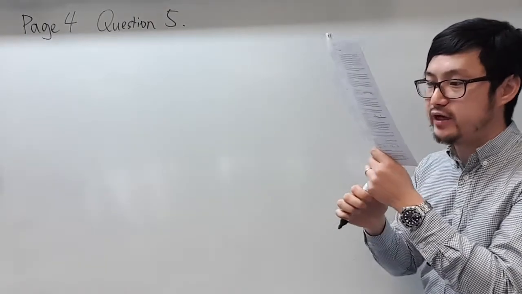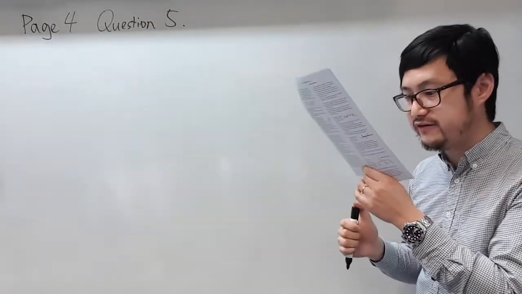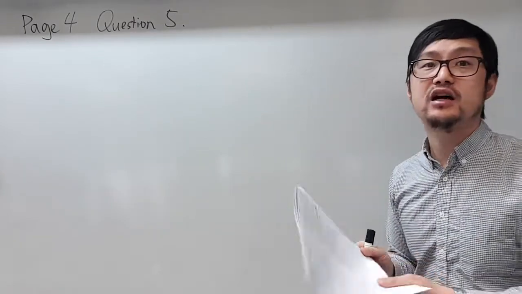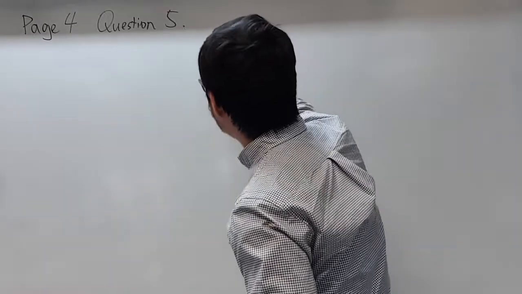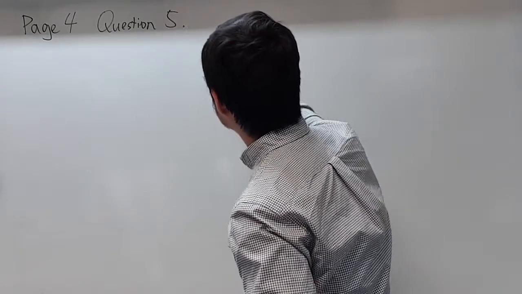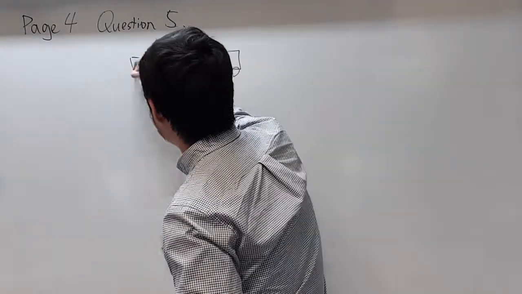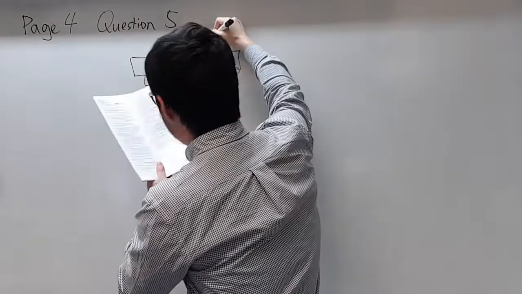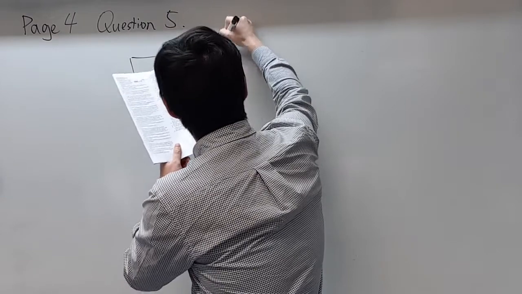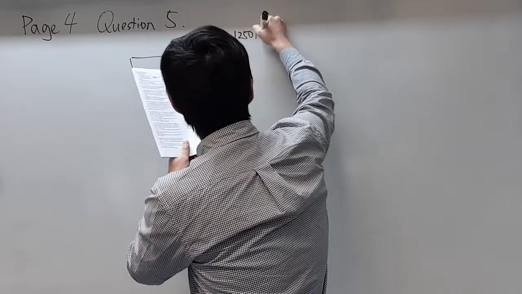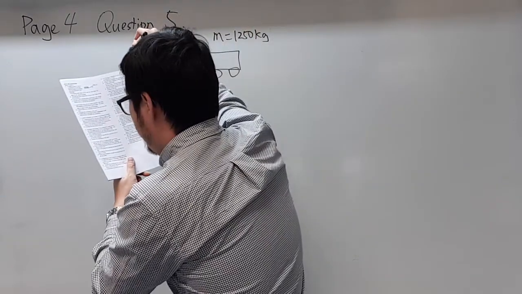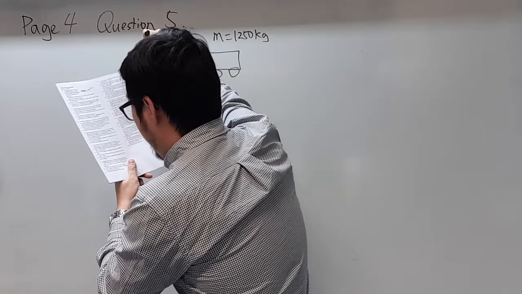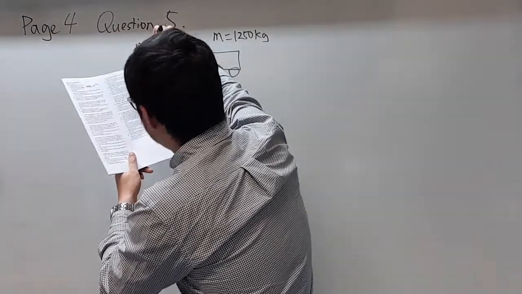So say a car of mass 1,250 kg is towing another car of mass 500 kg. So I draw this situation. This is a car, and then there's another thing over here. It's going to tow it. So the car has a mass of 1,250 kg, and the other one, the trailer, has a mass. I'll say this is mass 2.